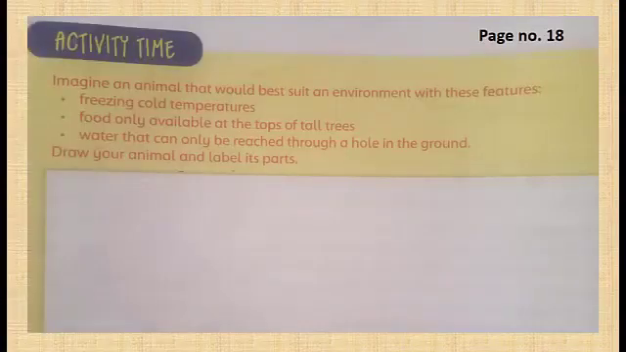Activity time. Students, this activity belongs to the page number 18 of your science textbook. You have to imagine in this activity an animal that would best suit a freezing cold environment, an environment where food could only be found at top of tall trees, and one where water could only be reached from a hole in the ground.